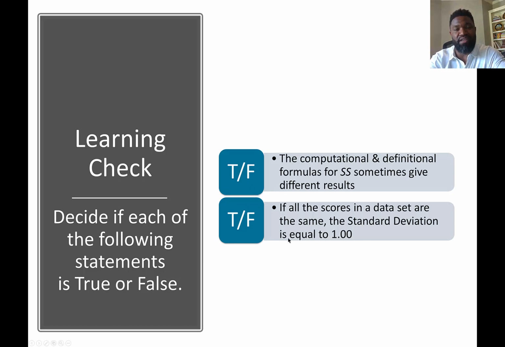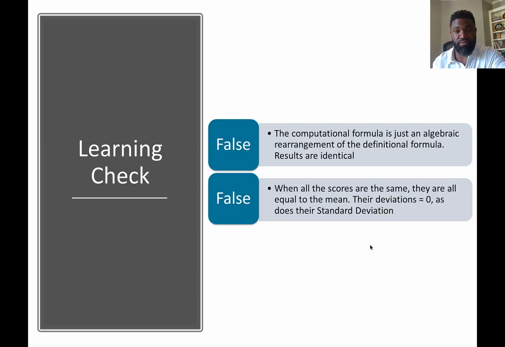And second, if all the scores in a data set are the same, then the standard deviation should be equal to 1. Well, I'll give you guys a second to think about what that means. Okay, I would say that should also be false, right? Because if all the scores have a variability of 1, that means that's their average difference from the mean. If all the scores are the same, they should have a variance of 0, and the standard deviation should naturally be 0 because it's the square root of that. So I would say both of these should be false, and they both are.